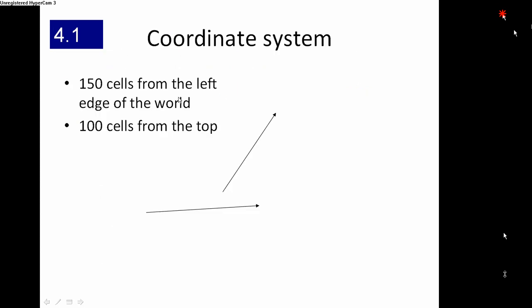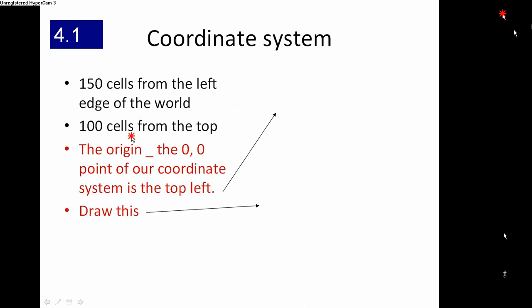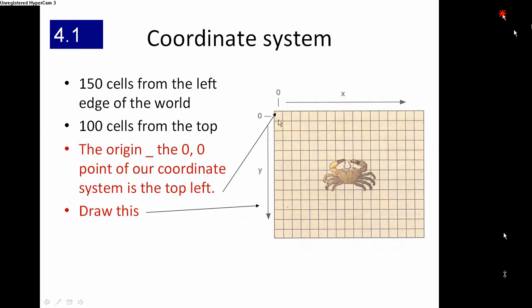Okay, we're going to talk about the coordinate system. So basically it's 150 cells from the left and 150 cells from the top. What it's saying is the x is 150, so we're going to go over 150 squares this way, and then we're going to go down 100 cells this way. So those are the x and y coordinates.